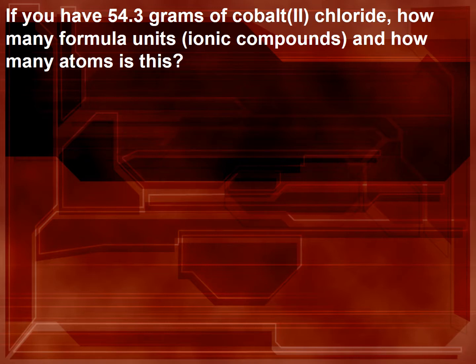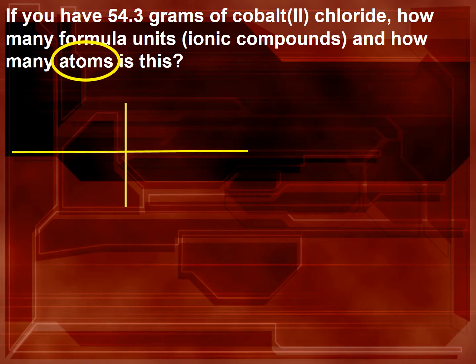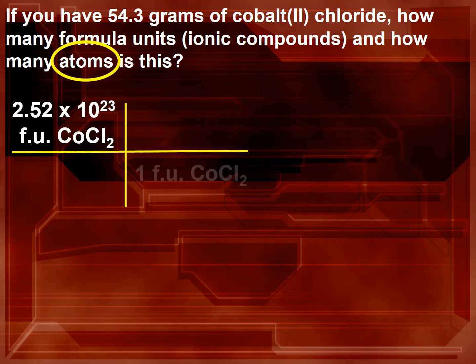Now, how can we take that number and get it into our number of atoms? Let's take our number of formula units as our given. We're really just continuing our train track, but in this case, we're going to start over and put our given back here again. 2.52 times 10 to the 23rd formula units of cobalt-2 chloride. We know that one formula unit of cobalt-2 chloride has 3 atoms. Well, how do we know that?